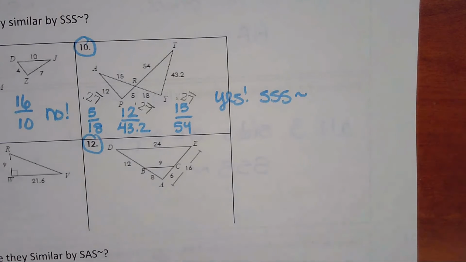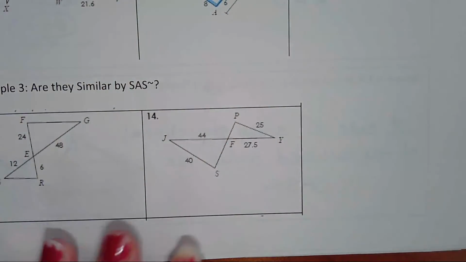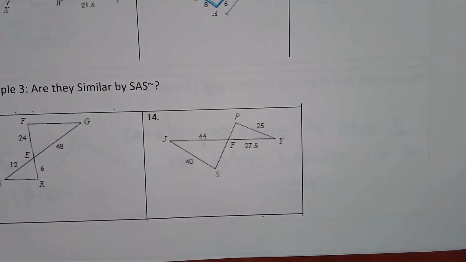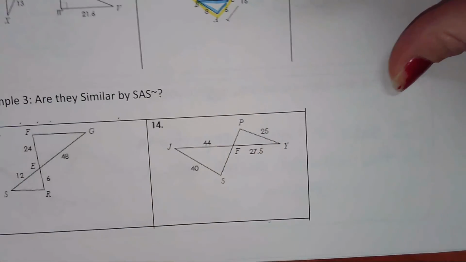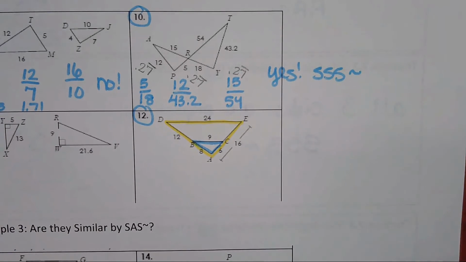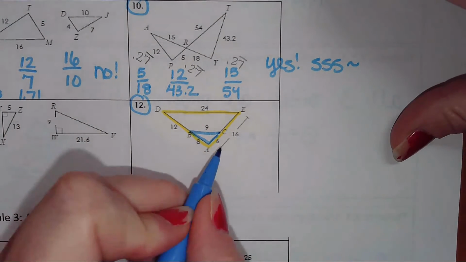Last one we're going to take a look at is number 12. Here we have 2 triangles. We have this triangle, and then, let me grab another pen, we have this triangle, like the big one there. The big, whoops, you can't see that, sorry. So we have the blue triangle and then the yellow triangle. So I'm going to set up my proportions and match up my sides.